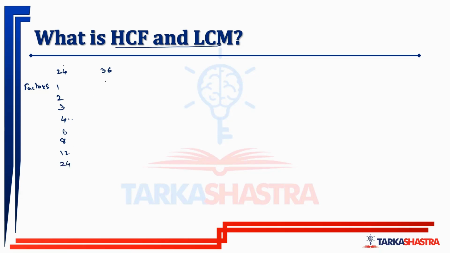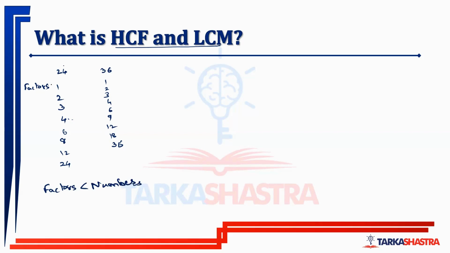Okay, what are the factors of 36? 1, 2, 3, 4, 6, 9, 12, 18, and 36. Yes, correct. Now, you must have understood that factors are less than or equal to the numbers.